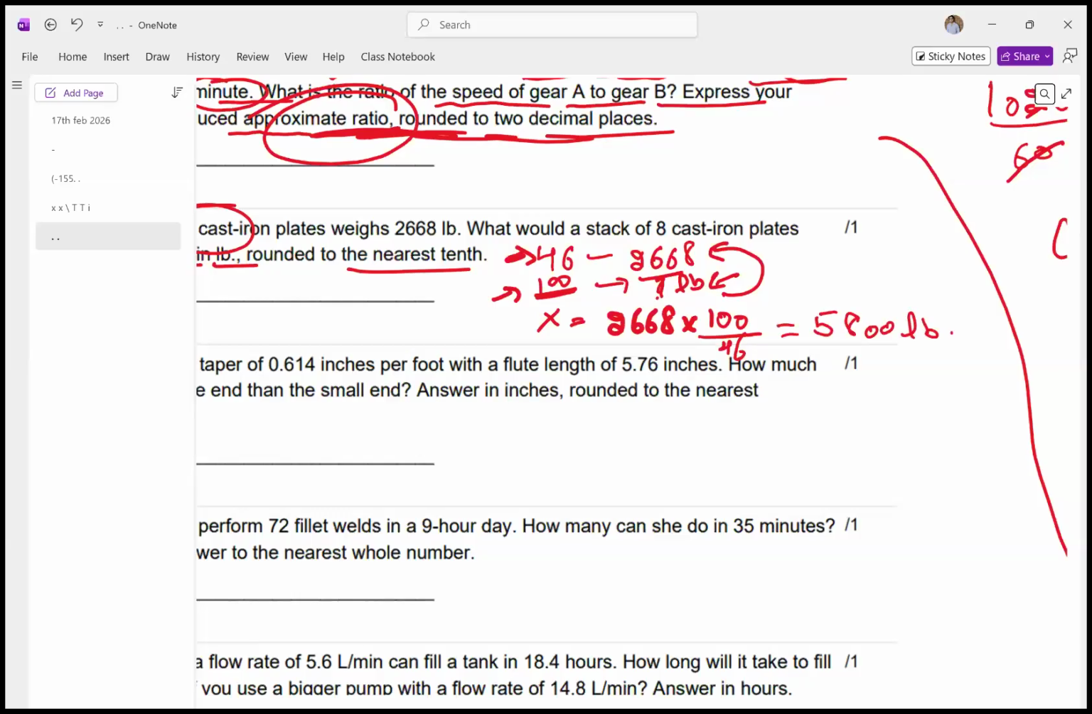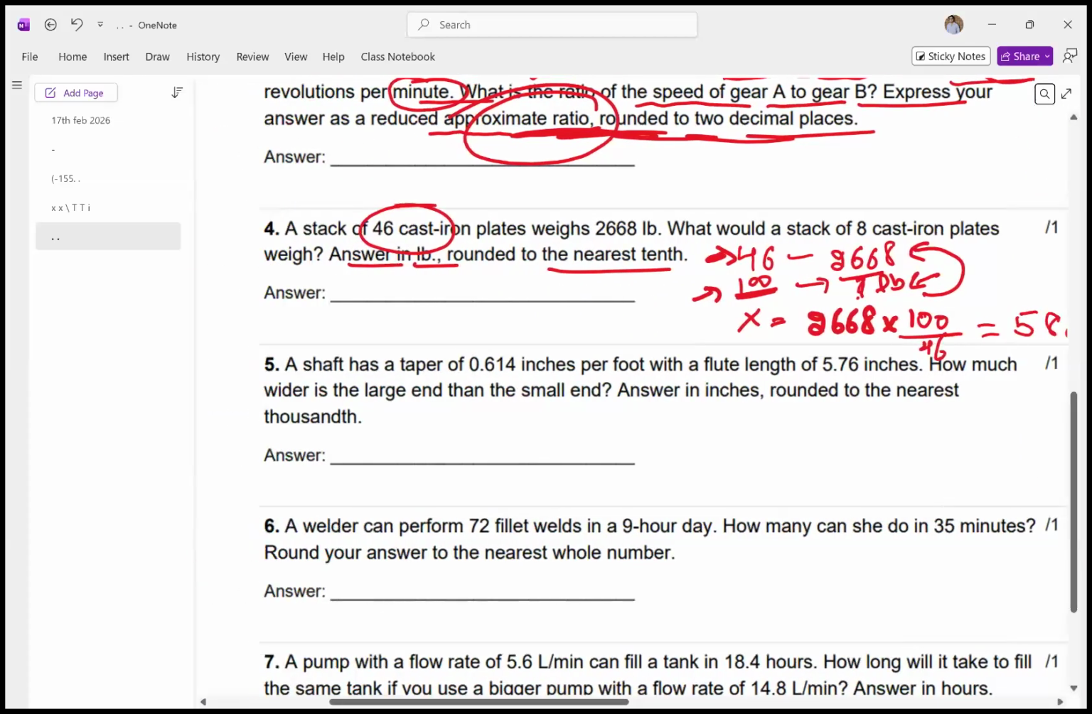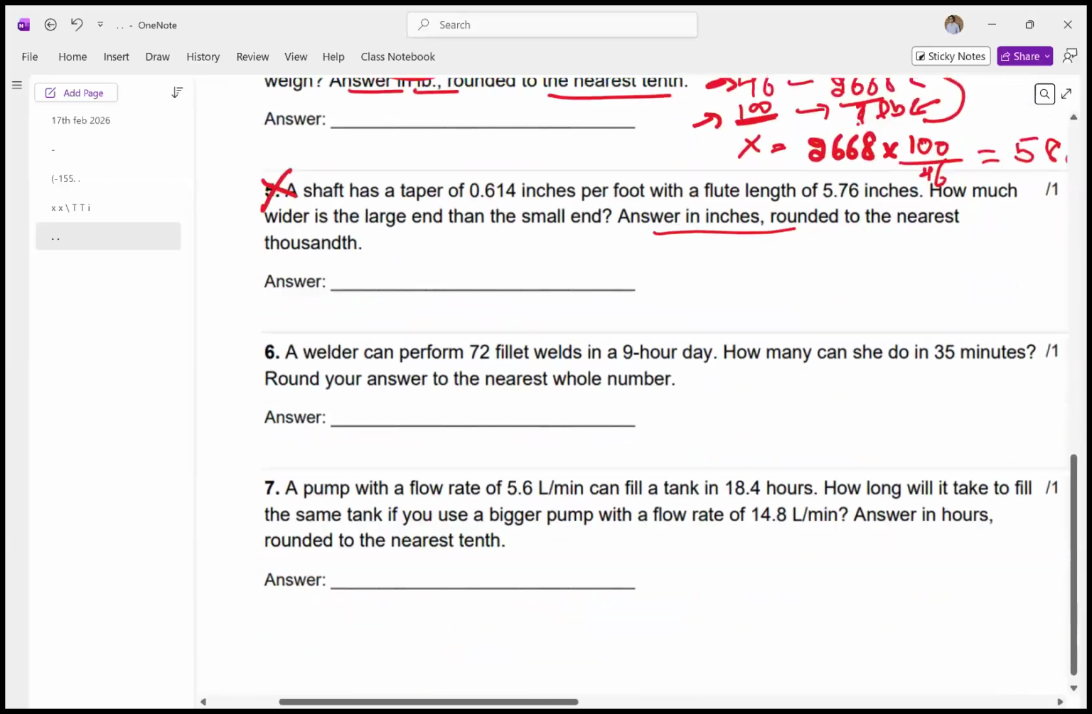So that's how you can do the direct proportion. Now question 5, we're not doing this one. This is a taper question, so this is out of our syllabus, so we're not going to do this one.